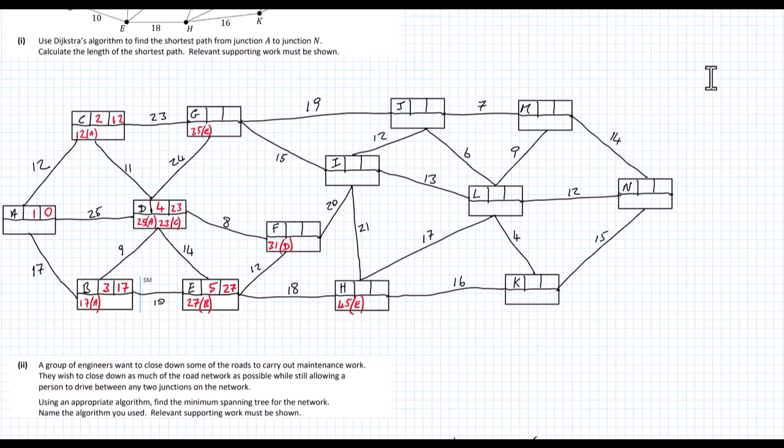Okay, so let's look at our non-completed nodes and see which one is the lowest. Well, we have 45, we've got 31, we've got 35. So it's going to be F, which is 31. So I'm going to put 31 here, and that's going to be number 6.